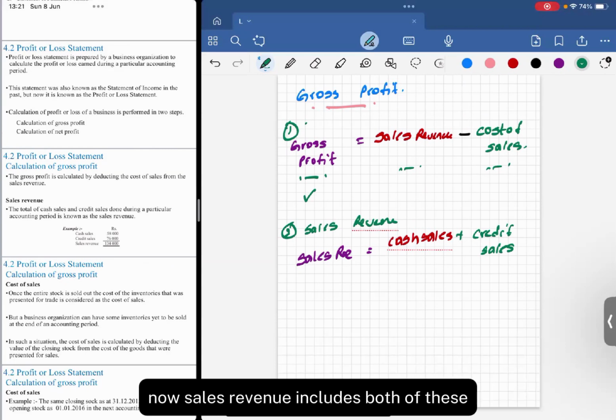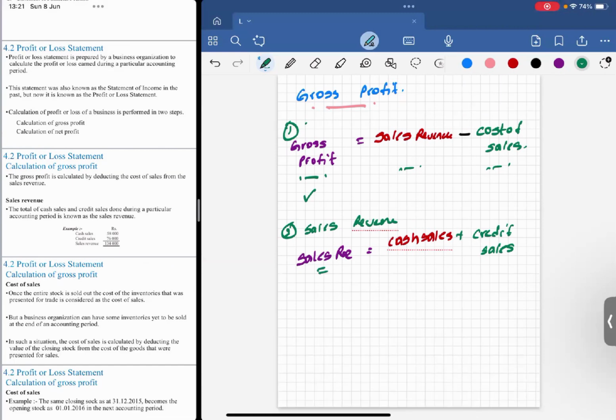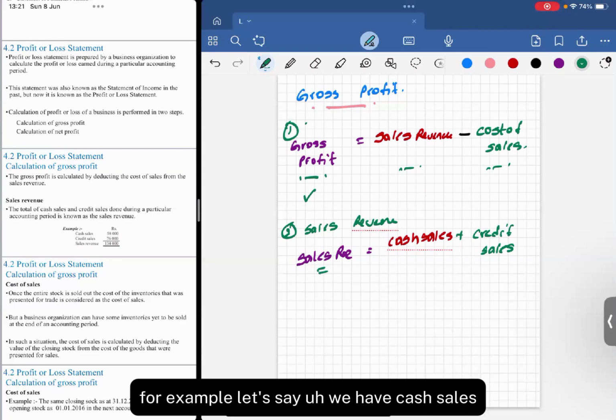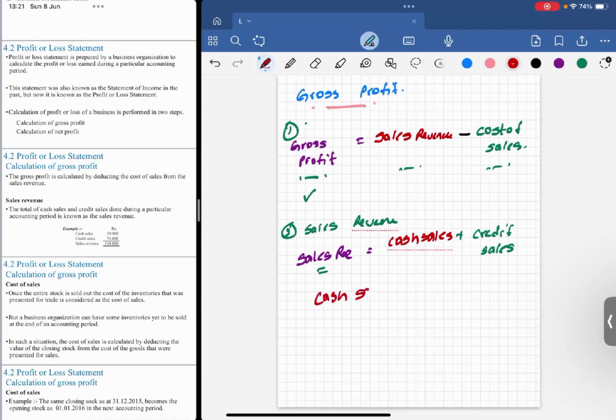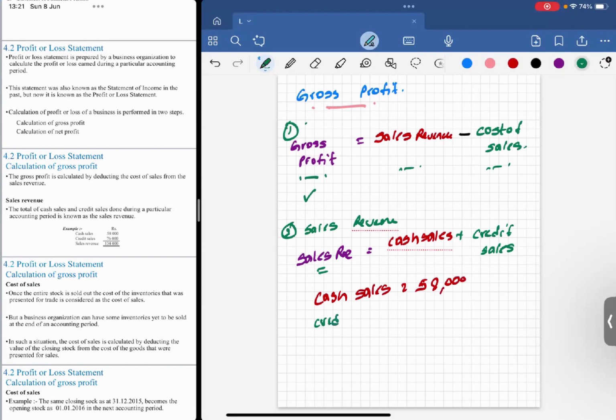Now, sales revenue includes both of these, cash sales and credit sales, both the components. The total cash sales and the credit sales done during a particular accounting period is known as the sales revenue. For example, let's say we have cash sales 58,000.